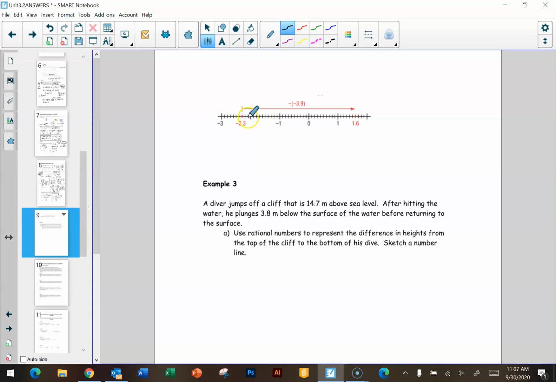So this is our number line from the previous question. Negative means we go this way, but a negative cancels out and we go the other way. So it really ends up being just plus on that one. We started at negative 2.3, we made it past 0, all the way to 1.6 on our number line.